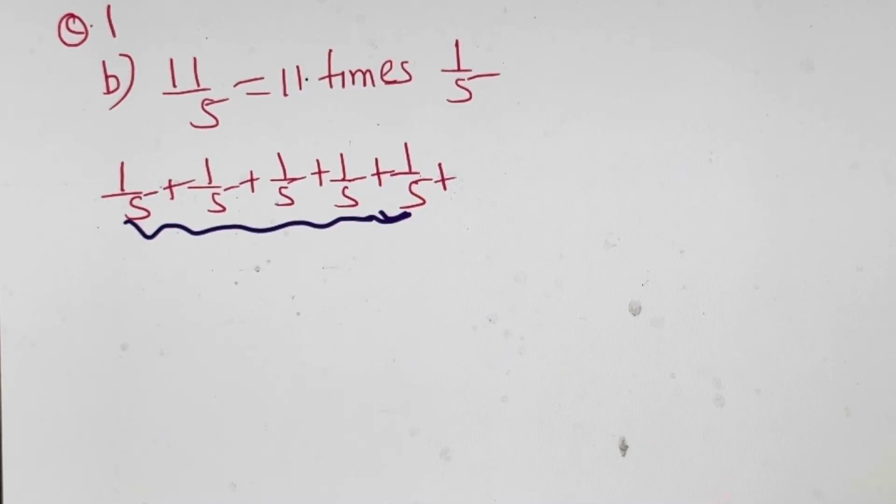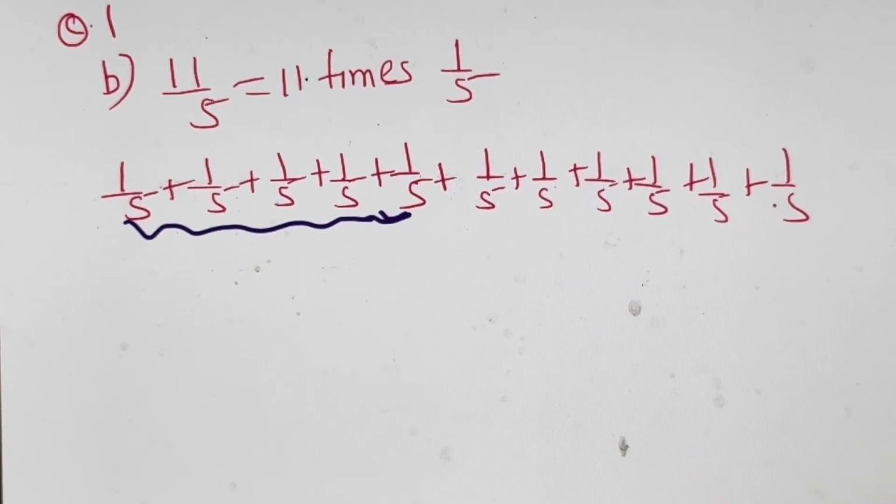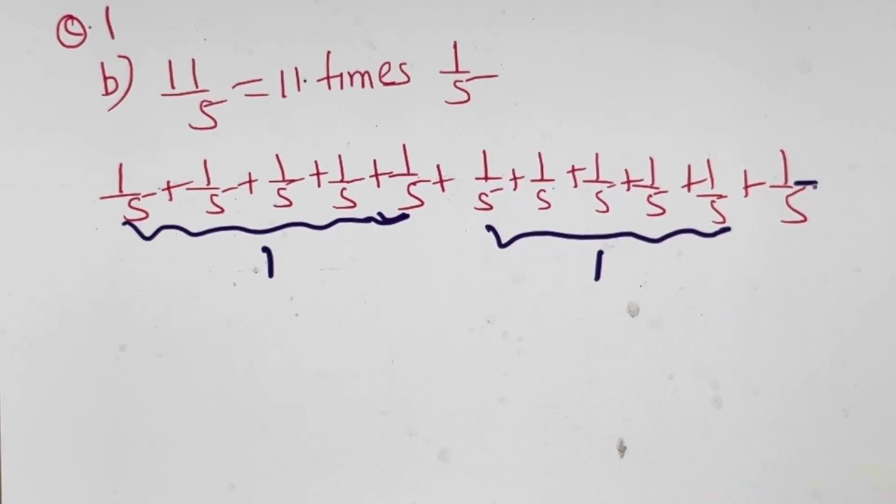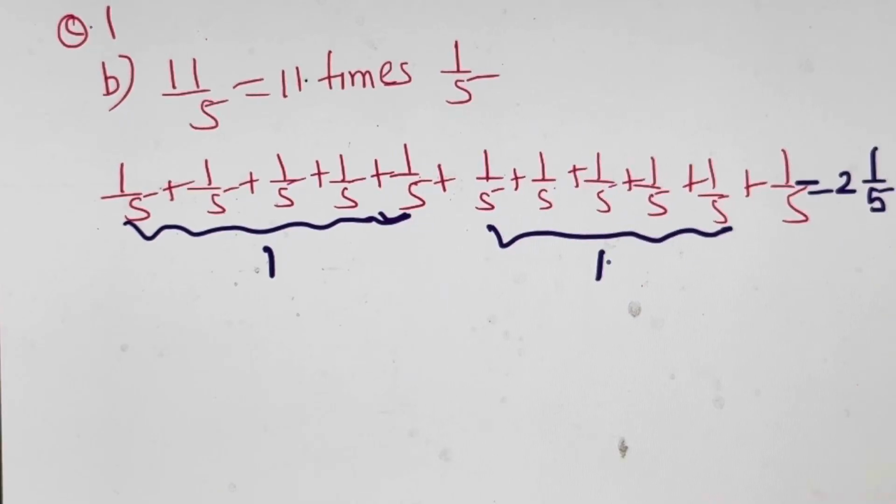Now we take another 5, 1 upon 5 plus 1 upon 5 plus 1 upon 5 plus 1 upon 5 plus 1 upon 5. So now this is again 1 whole. 5 times 1 upon 5 gives you 1 whole. So this is 1 whole and this is 1 whole. So 1 plus 1, 2 wholes. And what is left is 1 upon 5. So 2 whole 1 upon 5 is the answer.